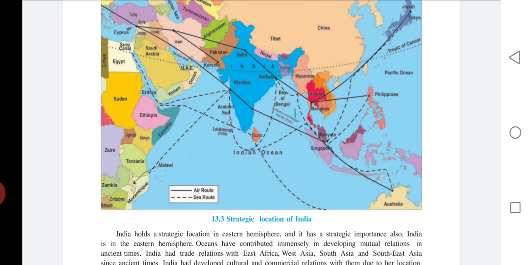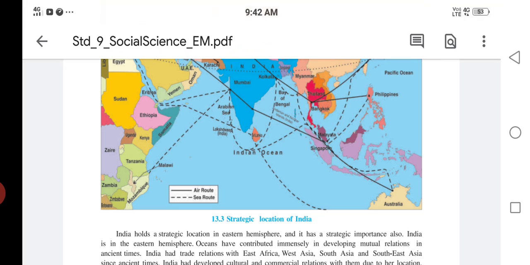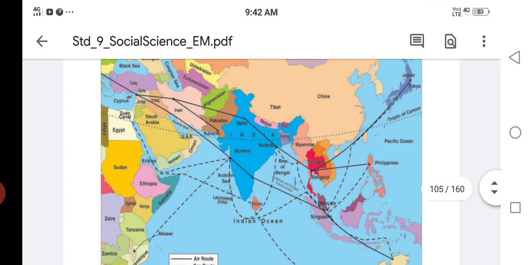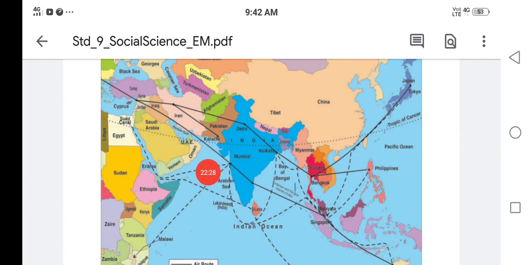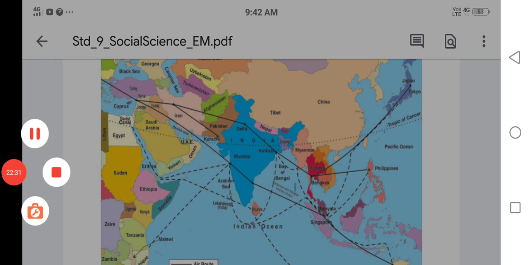Very nice. Now next, page 101. Study the map. Do you find the map in your textbook? This is all about air routes and sea routes. The dotted line is the sea route, and the black one is the air route.